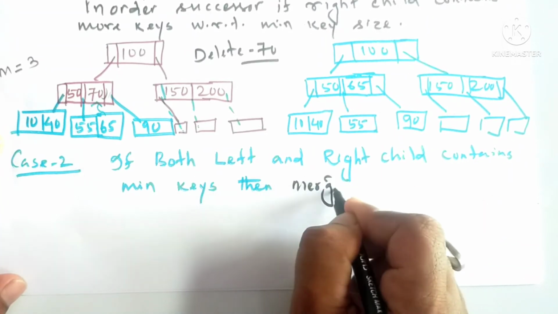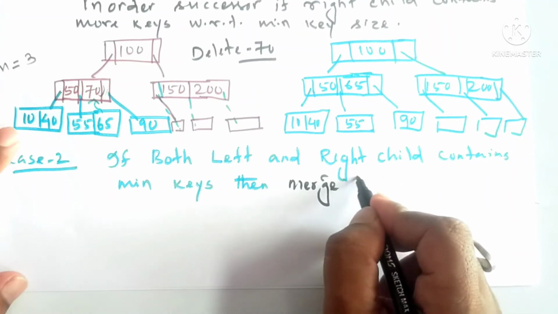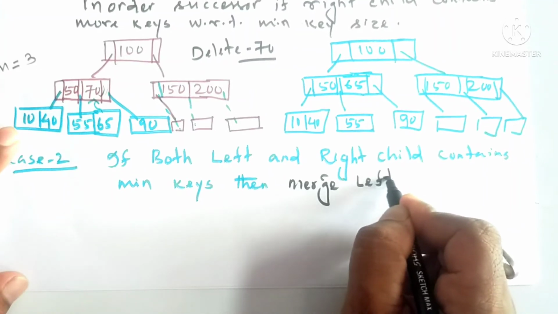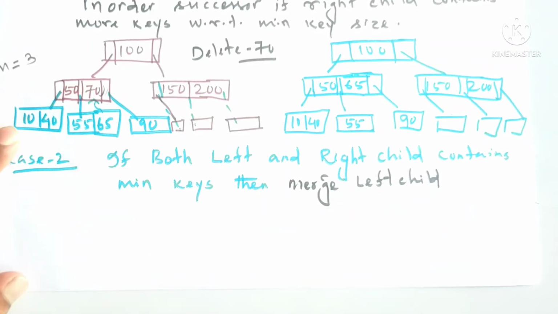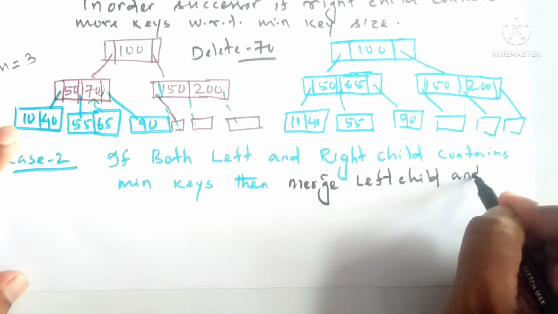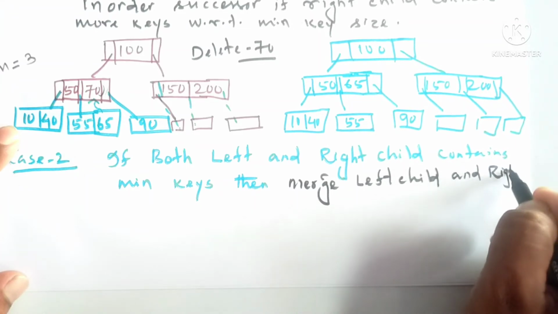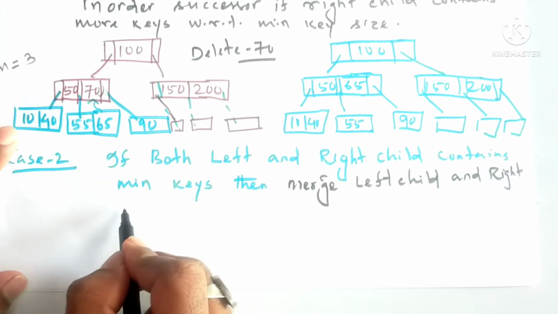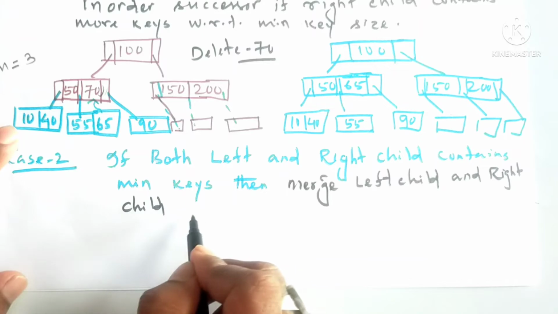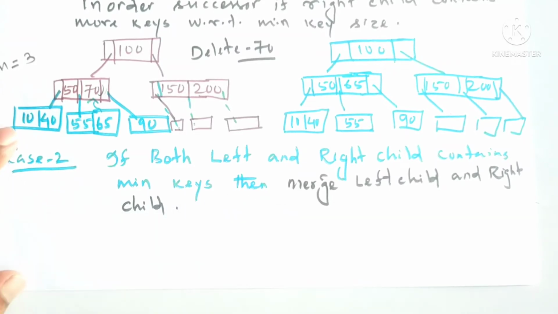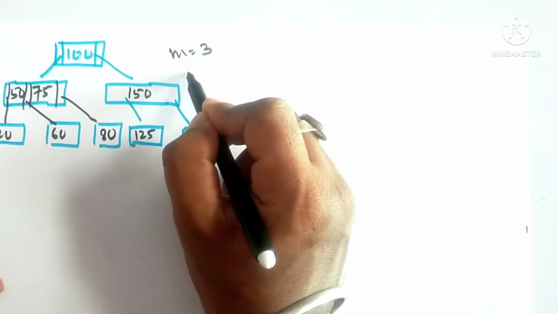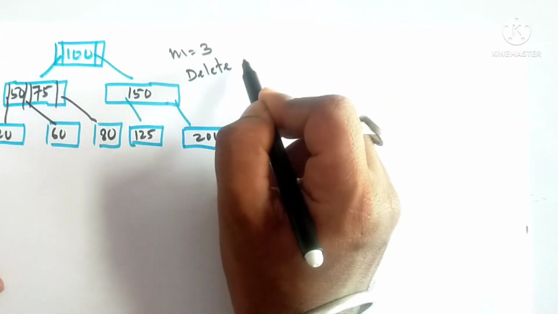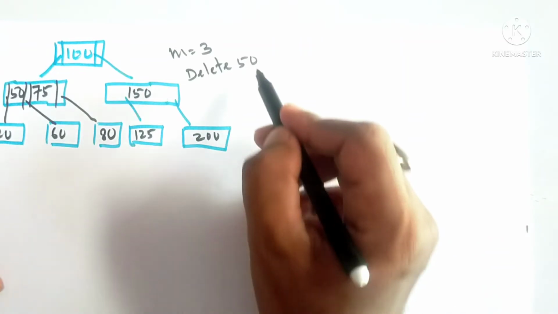You need to merge the left child and the right child. For example, let's take an example of this B tree which has order m equal to 3, and the question is: delete the value 50.